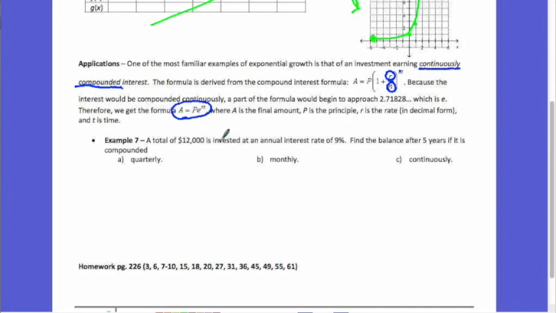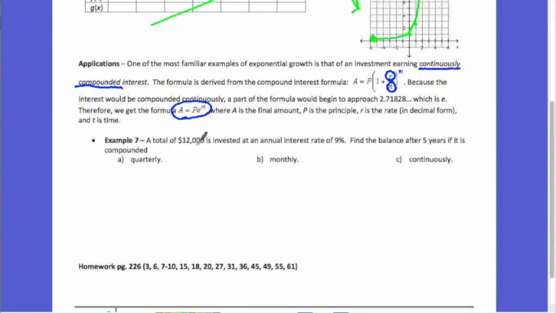So anytime you see in a word problem where it's continually compounded, you're going to use, we call this the PERT formula. Okay, A is going to be your final amount, P is the principal, this is what you started with, R is the rate, and you definitely need to put it in decimal form, and then T is going to be the time that you're compounding it.